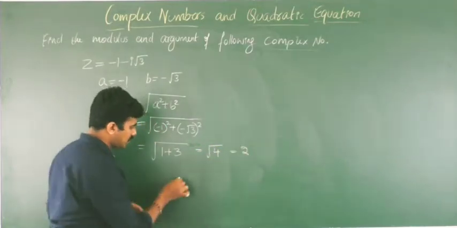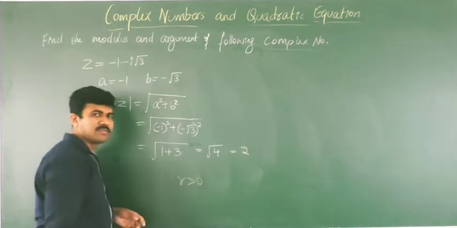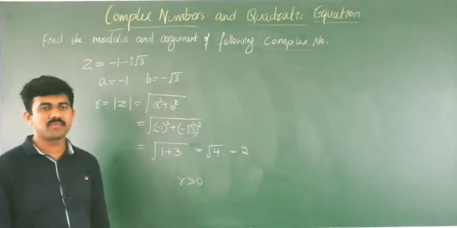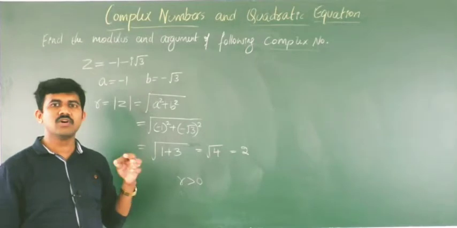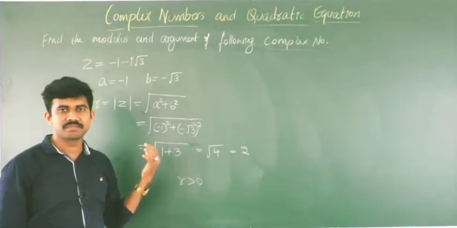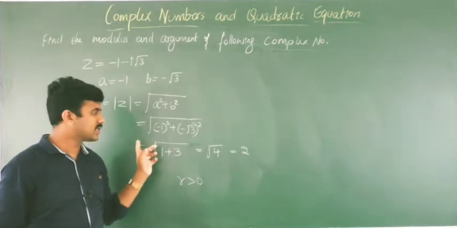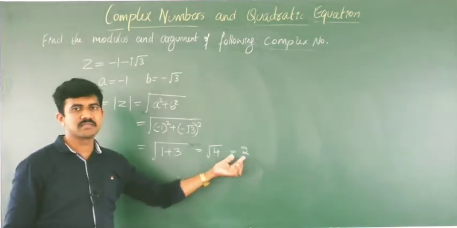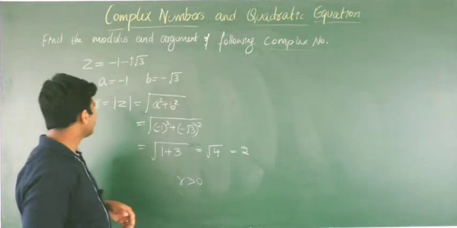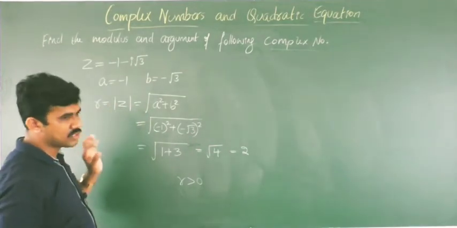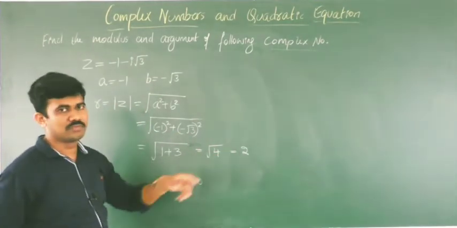Always remember, the modulus value is always non-negative, meaning it can be equal to 0 or greater than 0. It cannot be negative because it is a length. r is a length, so root 4 is 2 here. So you got the modulus of the given complex number, that is 2.